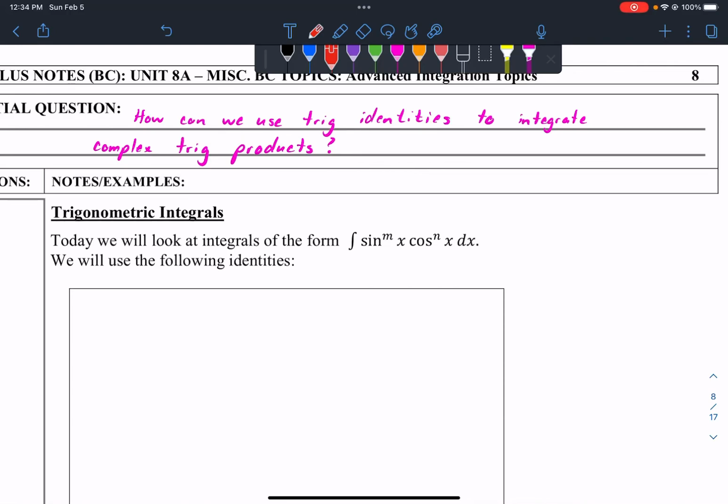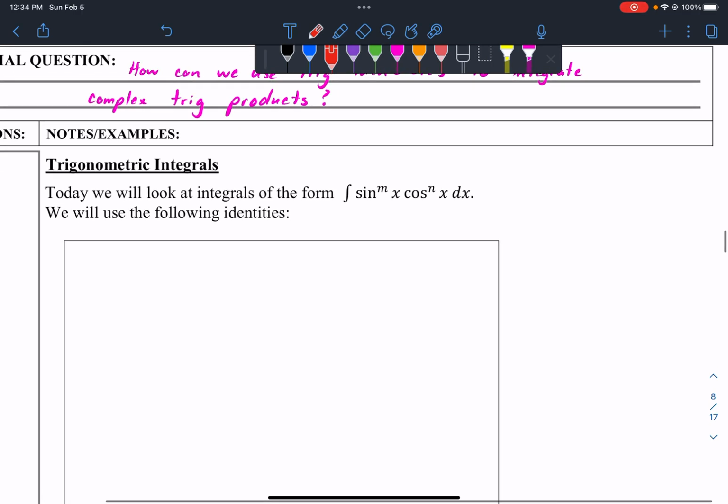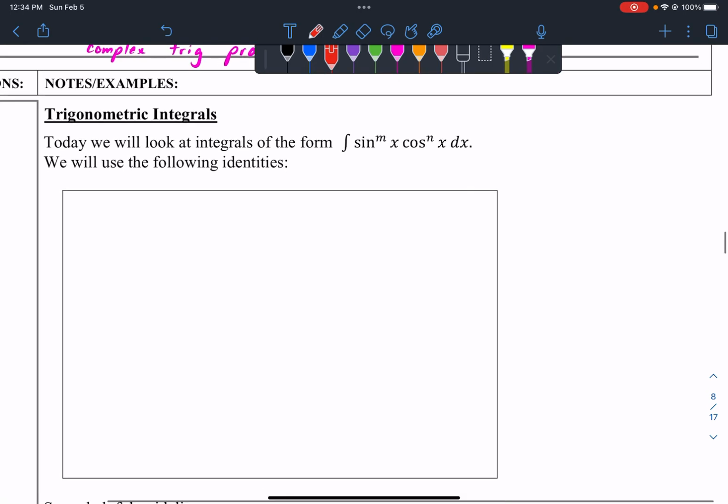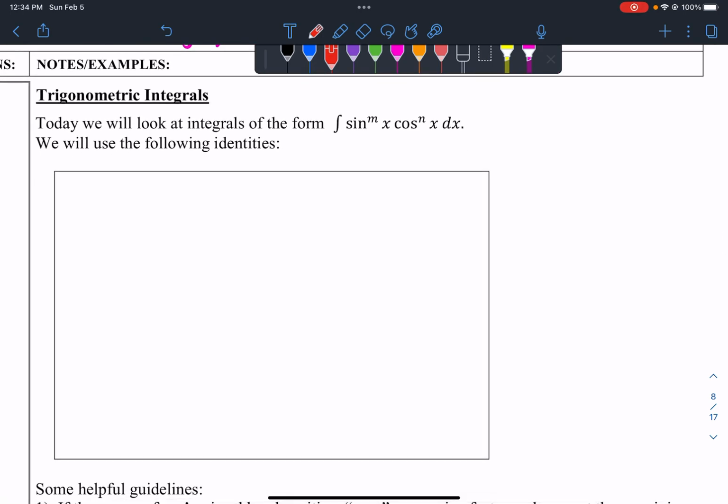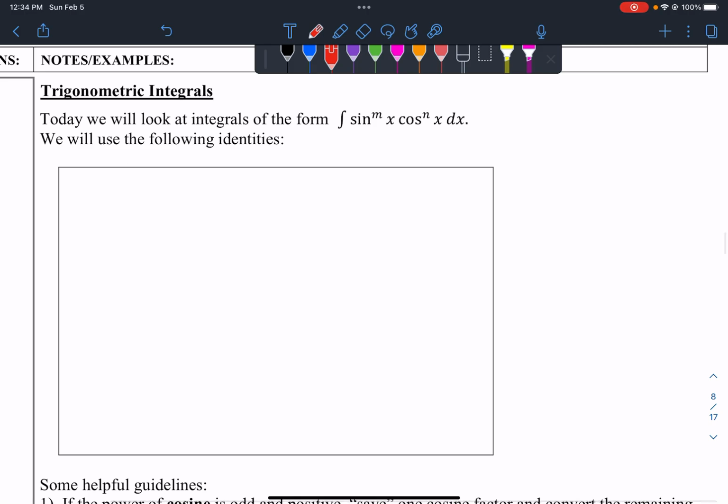We want to look at how we can integrate some complex trig products. So we call this complex trig integration, and we're going to have to use some minor trig identities. We don't deal with a lot of identities in this course, but there are a few trig identities that we need to be comfortable and familiar with.